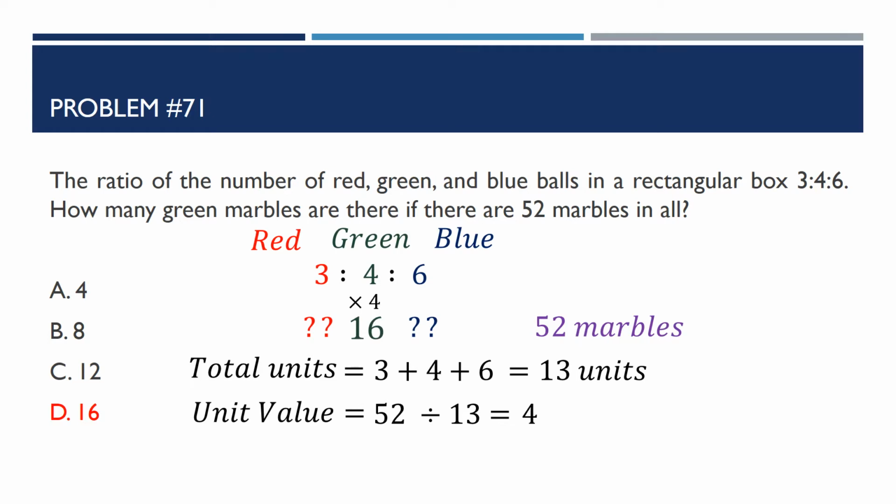But for us to know how many red and blue, we can just multiply 3 times 4. It will be 12, as well as 6 times 4, 24. So by just knowing the unit value, you will know the number of marbles for each color.